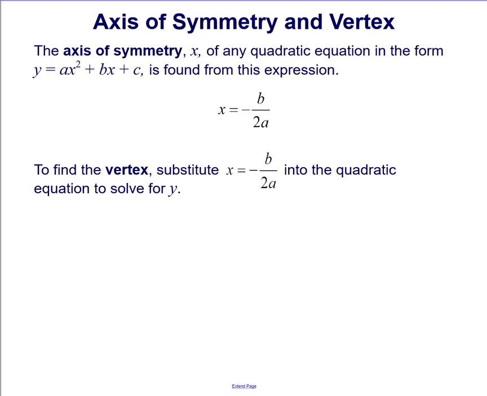Relating the axis of symmetry and the vertex using the coefficients, we see that the axis of symmetry, x, of any quadratic equation in the form y is equal to ax squared plus bx plus c is found in the expression x is equal to negative b over 2a. To find a vertex, substitute x equals negative b over 2a into the quadratic equation to solve for y. In other words, whatever this number is, we replace x with that number, and we will get a number for y. That's going to give us the x and y coordinates for the vertex.